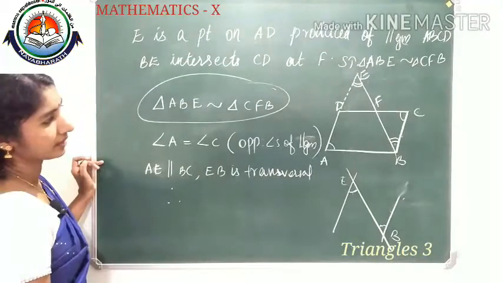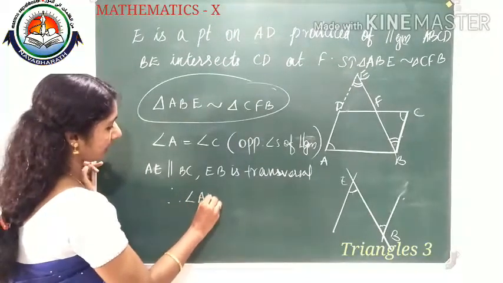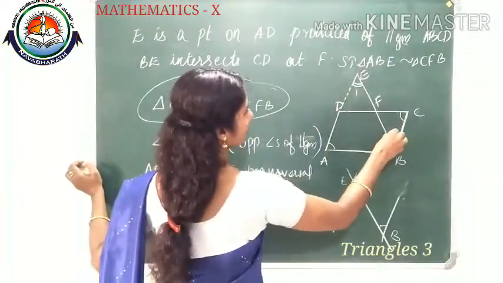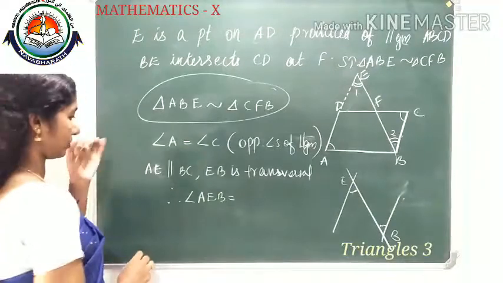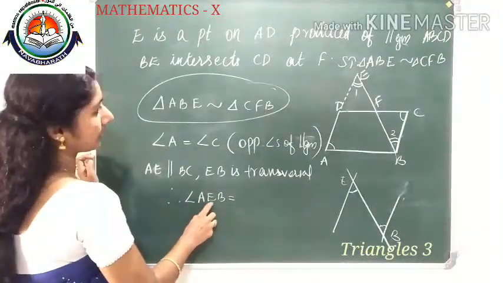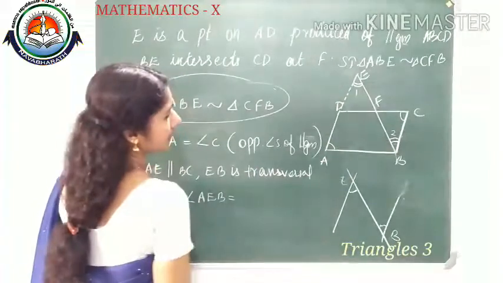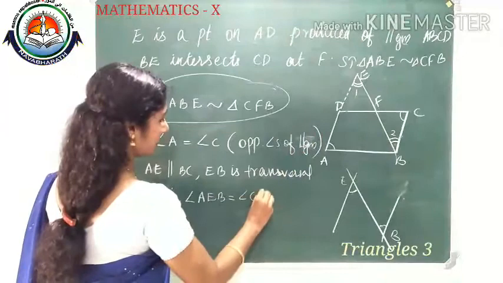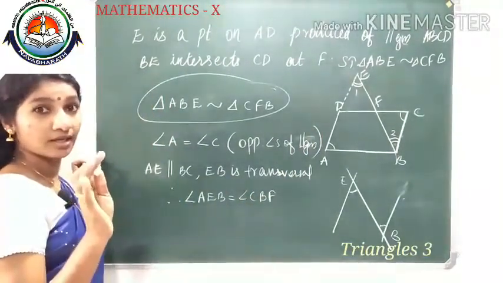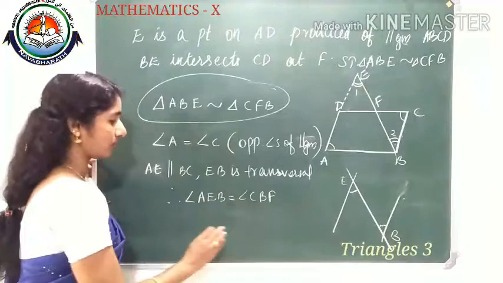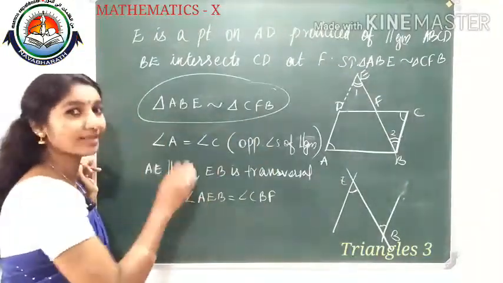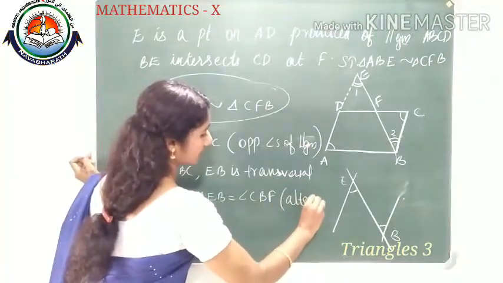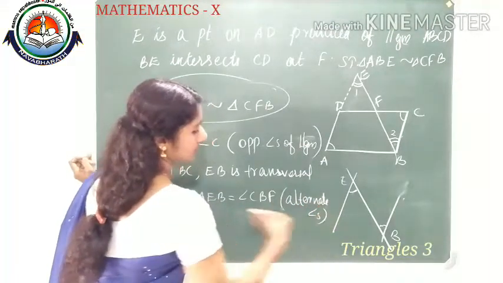Therefore, what we can write, angle AEB is equal to, or you can give names also, like angle 1 equal to angle 2 is enough to write. Or give the name like this, angle AEB is equal to angle CBF. No compulsion to write the name like this. You can use 1, 2 in the figure and you can write angle 1 equal to angle 2. In brackets you can write alternate angles.